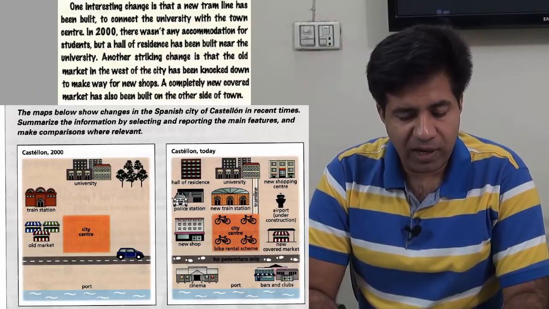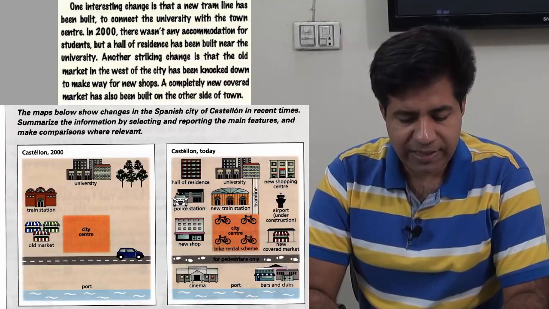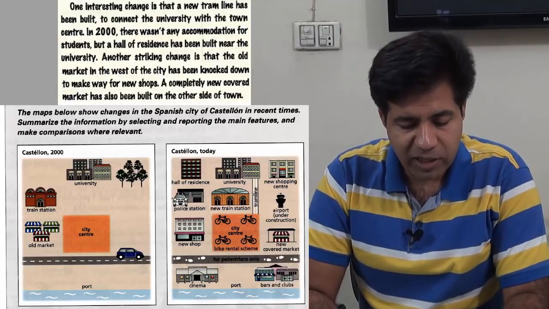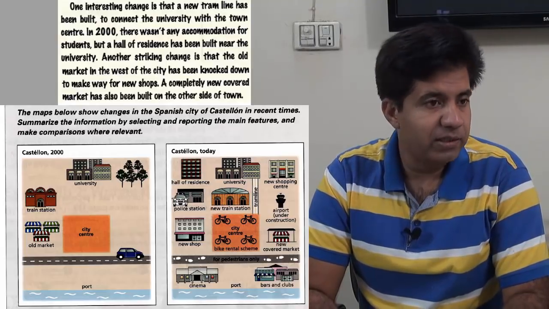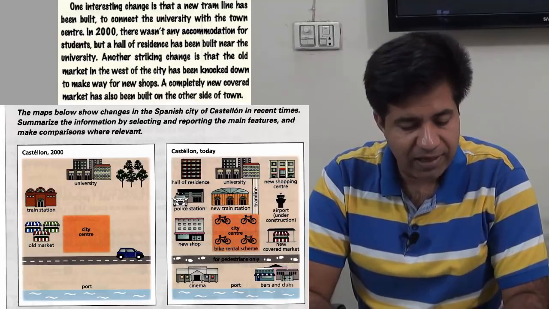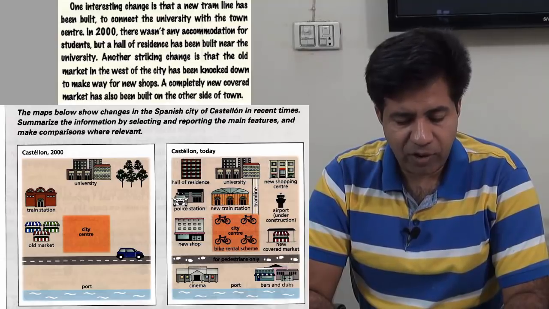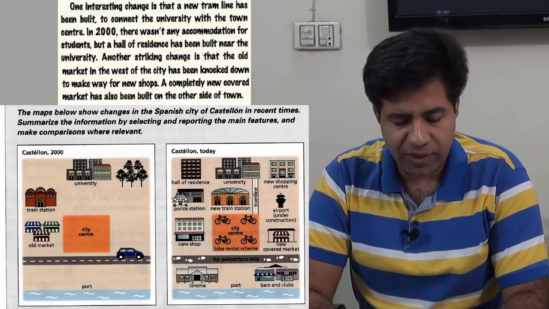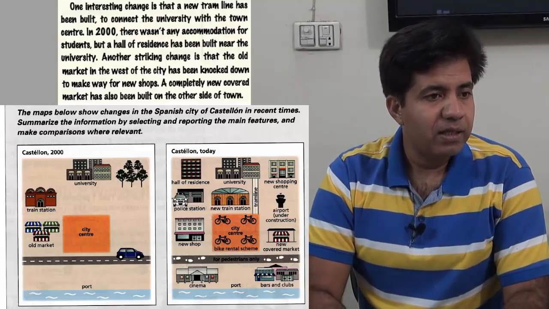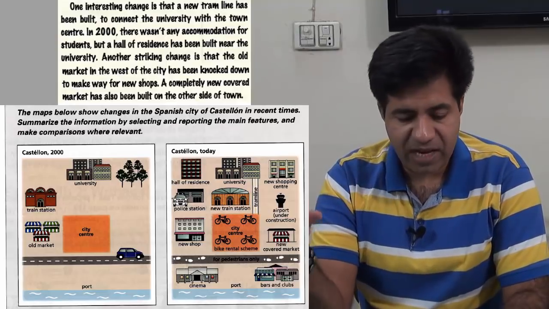Now next, one interesting change is that a new tram line has been built to connect the university with the town center. They connected the university with the town center, and there is a tram line like the railway line. In 2000, there wasn't any accommodation for students, but a hall of residence has been built near the university. Clear? It can be seen from the map very clearly.